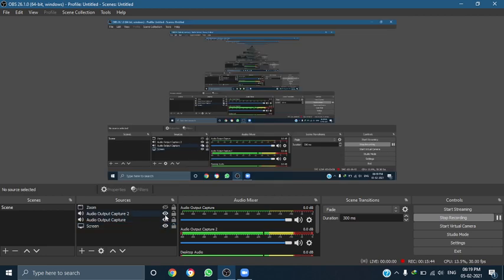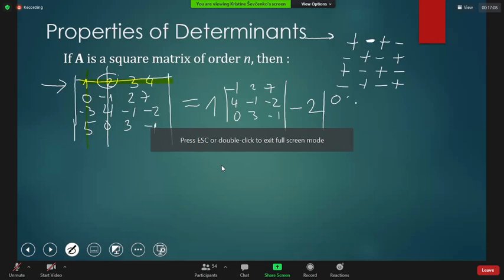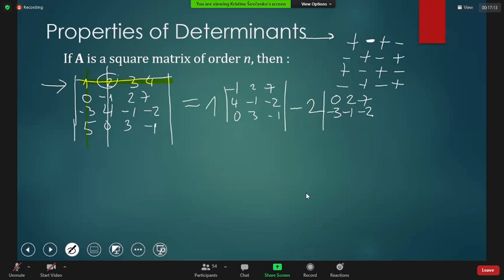Now the next element would be with a minus, as we can see here. So it will be minus 2 times its cofactor. Again, we cross out that row and that column, and we see the 3 by 3 determinant that is remaining: 2, 0, 2, 7, minus 3, minus 1, minus 2, 5, 3, minus 1. Next one would be again with a plus sign, so it will be 3 times its corresponding minor. And finally with a minus will be minus 4 with its corresponding minor.